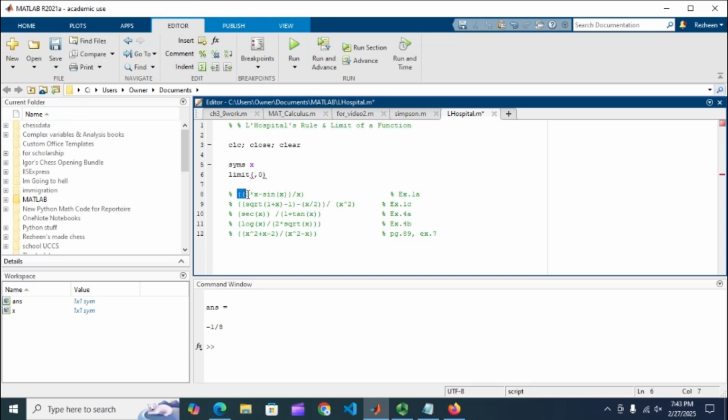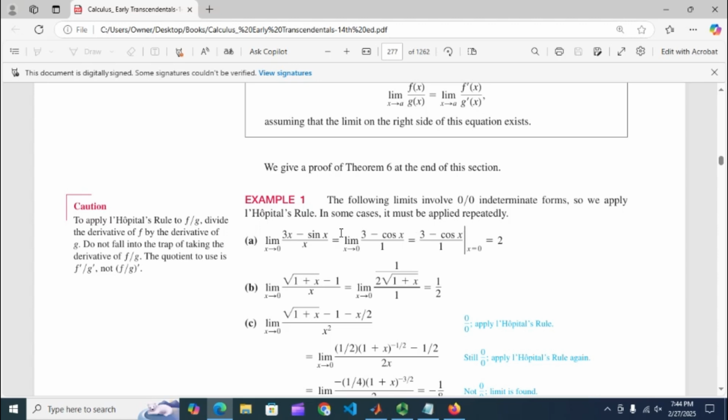So let's enter this function. That would be 3x minus sine of x over x. So I'm going to copy and paste that over here. And then we run this, and we get that the limit is 2. All right. And let's look at the book again. And it was 3x minus sine x over x.